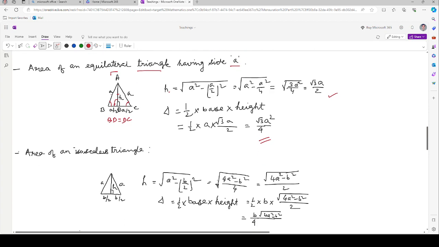For an isosceles triangle, it can also be proved that the altitude bisects the base, so the height of the triangle will be equal to root over of a square minus (b by 2) whole square, where the base is equal to b. Therefore, DC equals b by 2. So by using the Pythagorean theorem, h equals root over of a square minus (b by 2) whole square, equals root over of 4a square minus b square by 2. So the area equals half into base into height equals b root over of 4a square minus b square divided by 4.